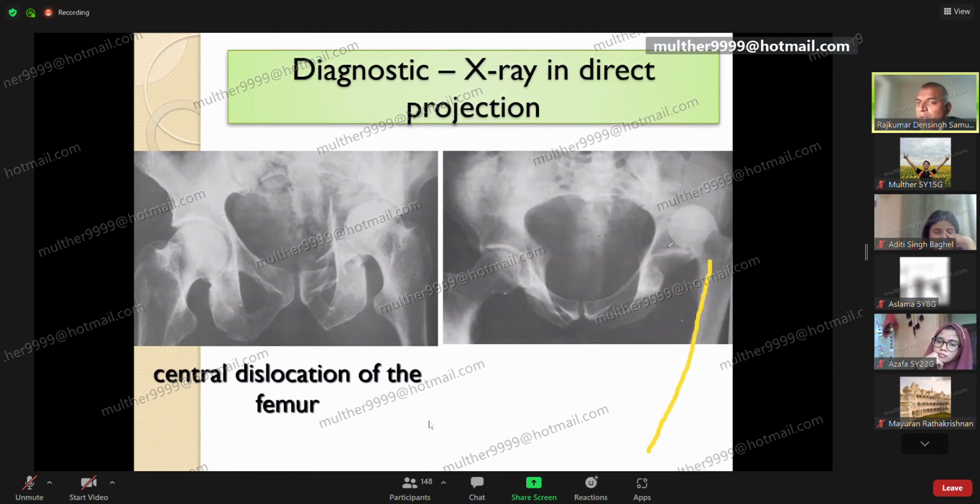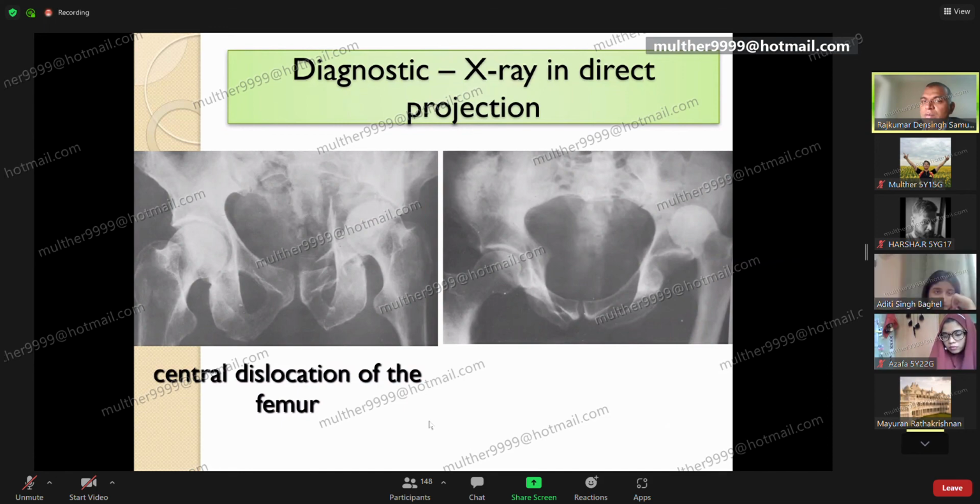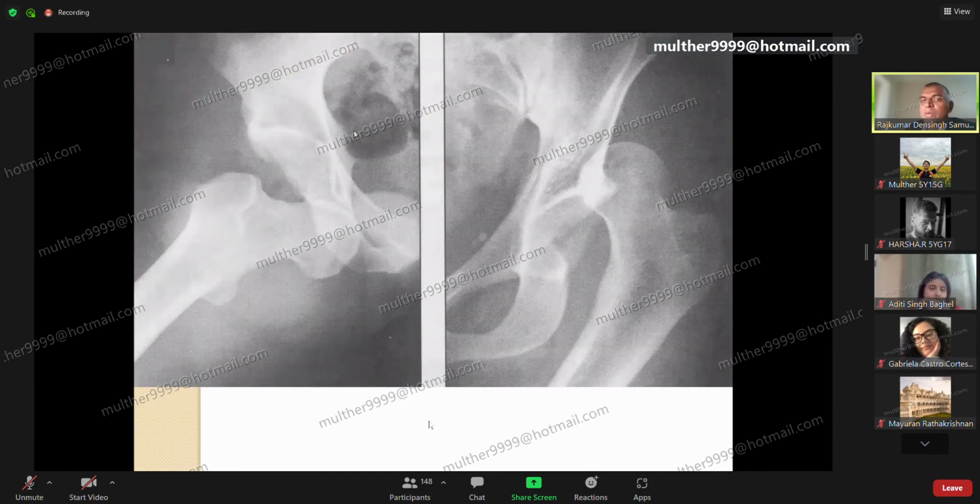Understand? So the hallmark sign is that the head is on the pelvic bone. Of course, it is clear with this dislocation. Clear? Yes, doctor. Everybody understood? Yes, sir. Very good. So now let's come to this X-ray.